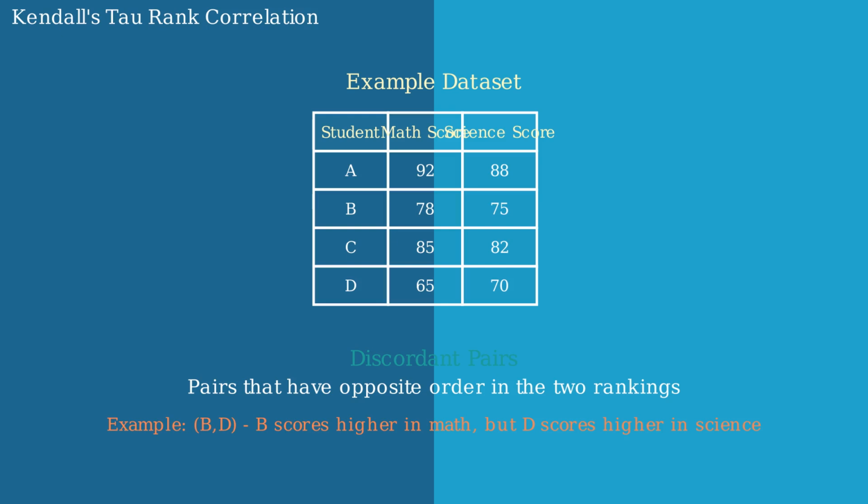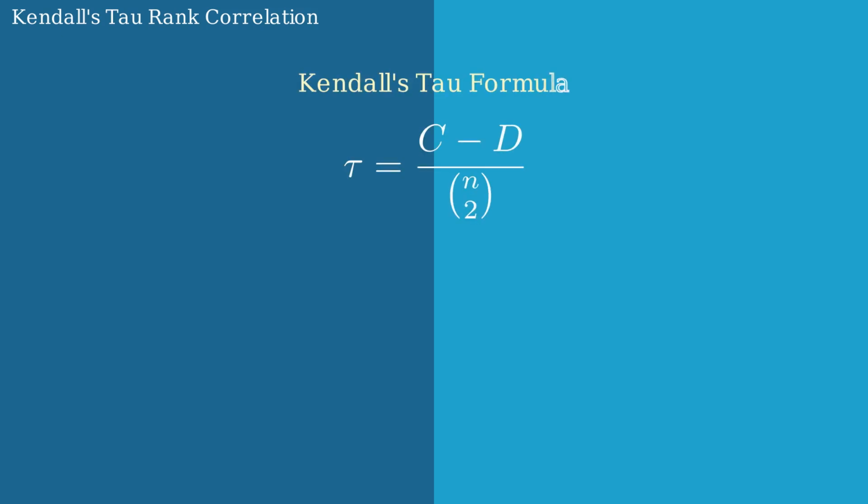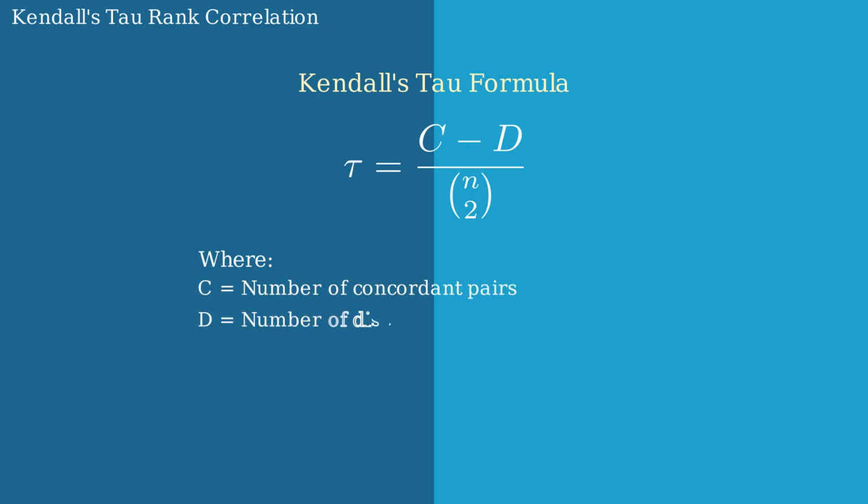This makes BD a discordant pair. The formula for Kendall's tau is relatively straightforward. It's the difference between concordant and discordant pairs divided by the total number of possible pairs. In this formula, C represents the number of concordant pairs, while D represents the number of discordant pairs.